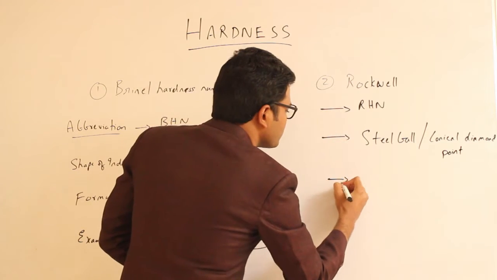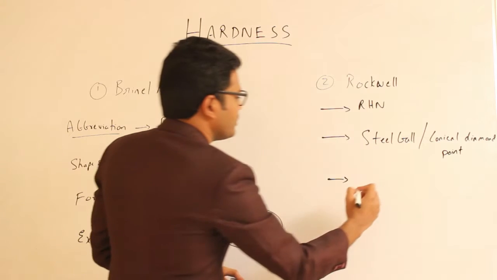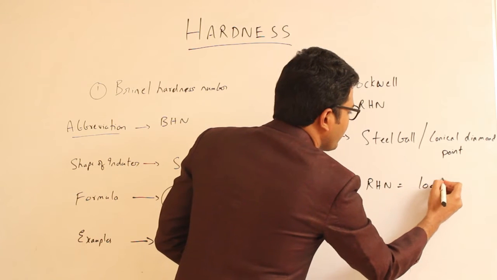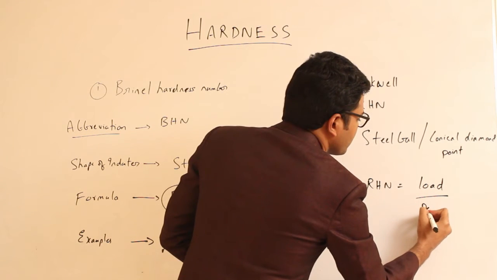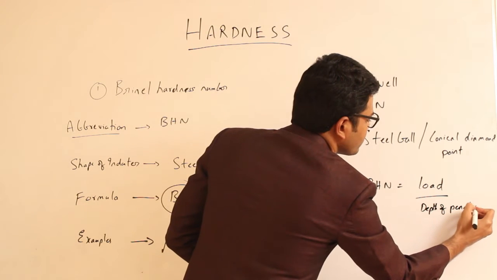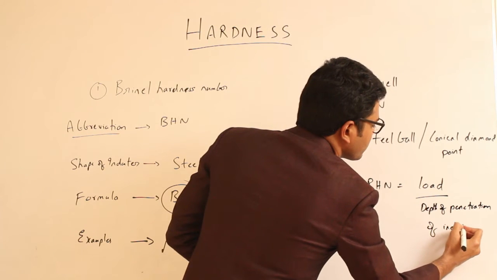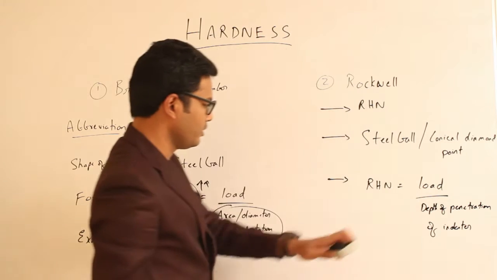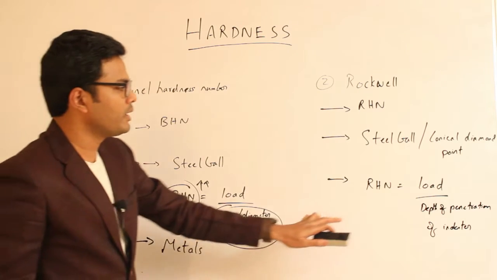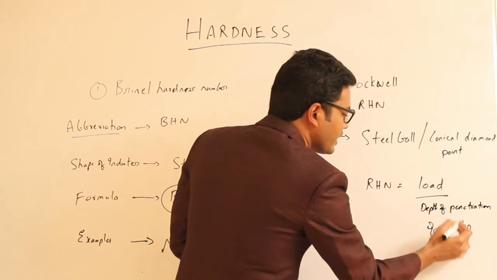The formula which we use here in order to calculate the Rockwell hardness is also similar. That is, Rockwell hardness number is given by the following formula: load divided by depth of penetration of indenter. If you closely observe, this is varying. In case of Brinell hardness, the area or diameter of indentation is being measured, but in case of Rockwell hardness, the load is being divided by the depth of penetration of the indenter.